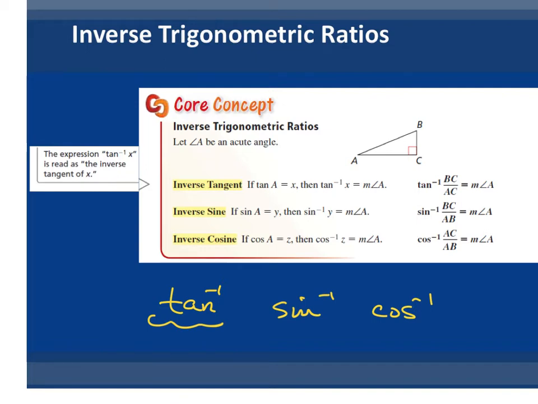So whenever we do this, we're looking for an angle measure. And again, we would set it up in the same ratios. Sine uses opposite and hypotenuse. Cosine uses adjacent and hypotenuse, and tangent would use opposite and adjacent. So let's try a word problem.